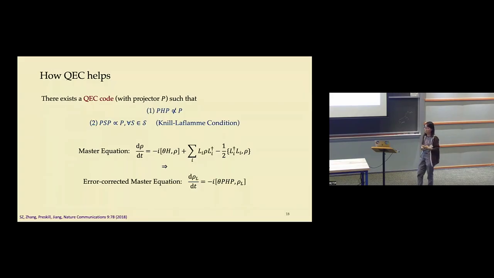space. And if you look at this master equation over here, after you do error correction and perfect decoding afterwards, you are going to have this error-corrected master equation where you just have unitary evolution, and the Hamiltonian is going to be this logical Hamiltonian PHP in this situation.